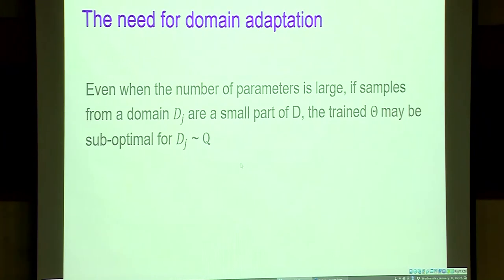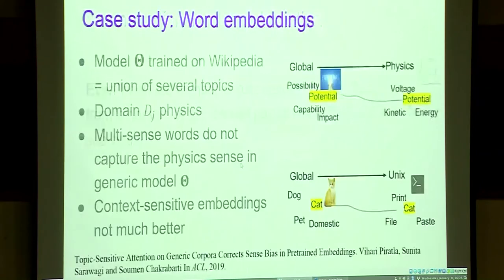We have seen that even when the number of parameters is very large, if the samples which are matching your target domain Q are a small part of D, then the trained theta can be grossly suboptimal. Now, I am going to demonstrate this phenomenon with a particular study that we did for word embeddings.